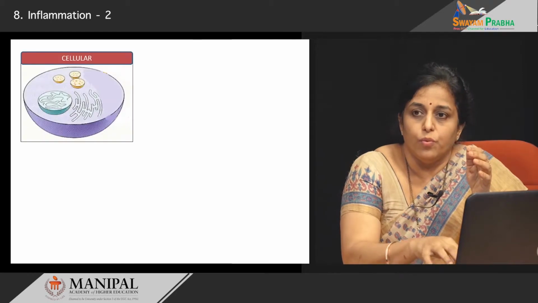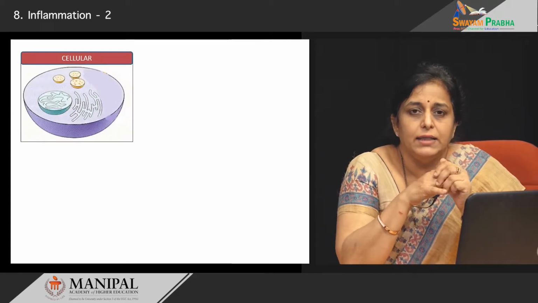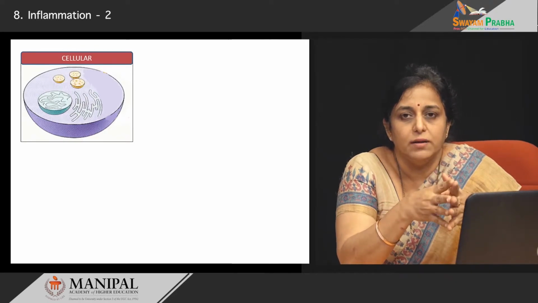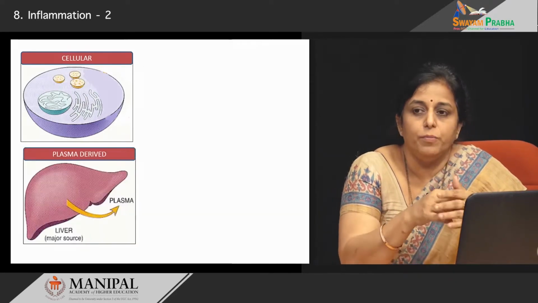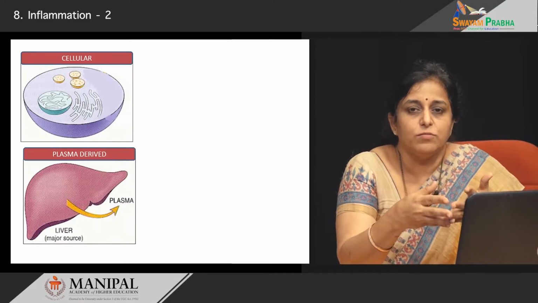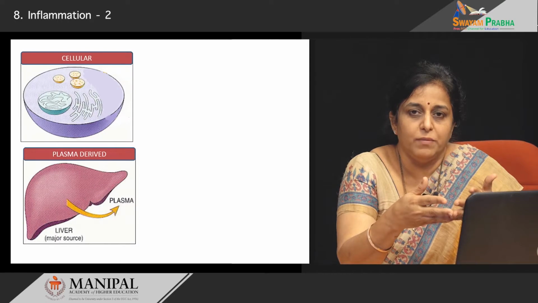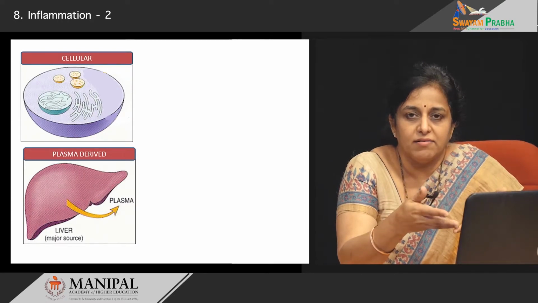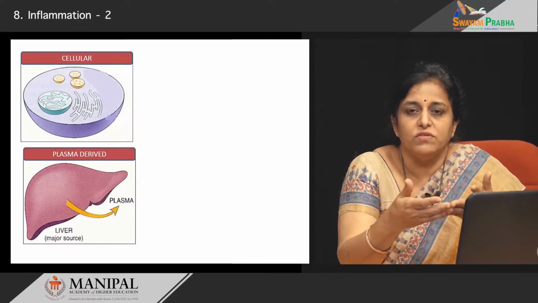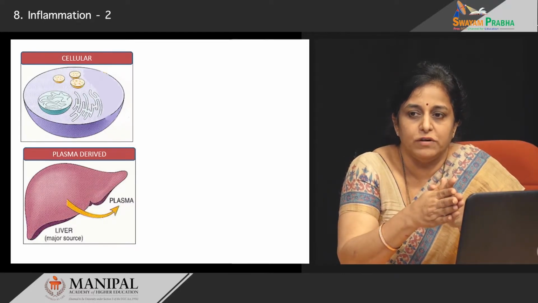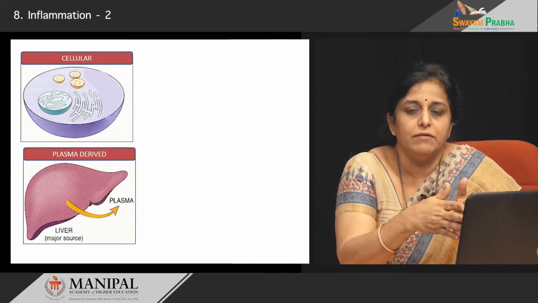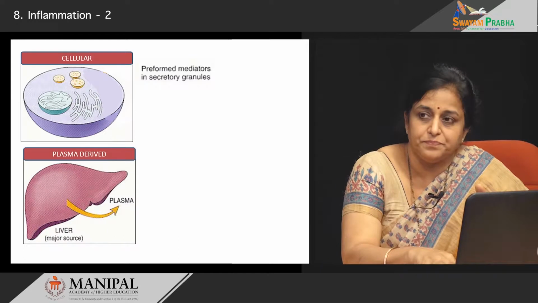Coming to these mediators, based on the source from where they are formed, you could classify them as cellular or they could be plasma derived. Cellular is, as the name says, they are released by the cells which are at the site of inflammation, either the bacterial cell itself or the injured tissue or the immune cells or the inflammatory cells at the site of inflammation, or they could be plasma derived, which are formed in the liver and released into the plasma.